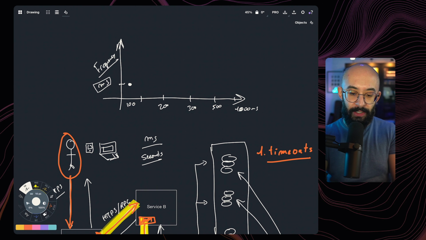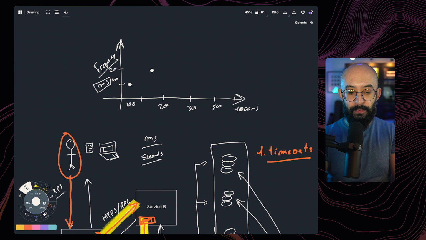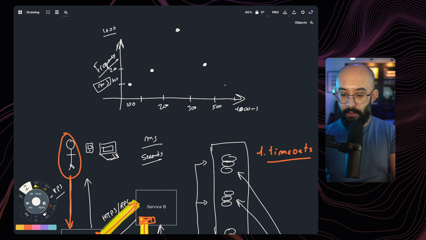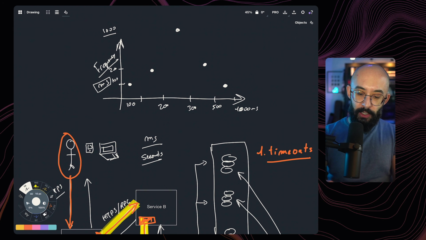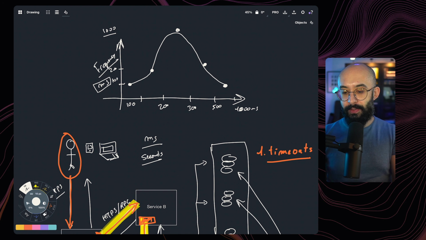So when you start measuring this, you're going to maybe receive a number. This is the frequency. So let's say 100 calls came in between 0 and 100 milliseconds. And then let's say over here we have 200 calls that came in between 100 and 200 milliseconds. And then let's say over here we have 1000 calls that came in between 200 and 300 milliseconds. And then we have another figure here and another number over here. And then when we plot the curve, we're going to see we have something that looks like this.